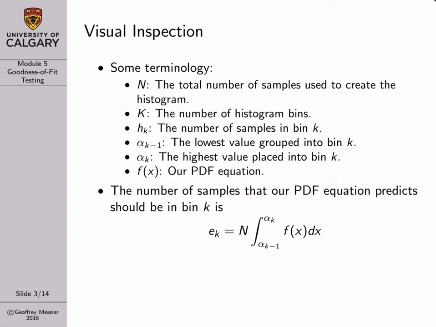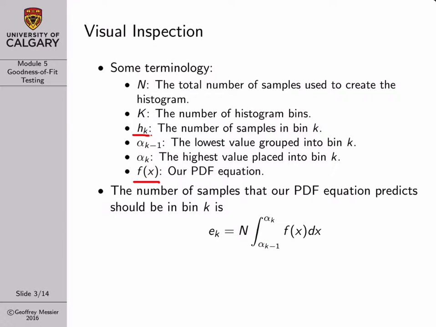HK is the number of samples in bin K of the histogram. This is the experimental histogram. That's what HK represents. Alpha K minus 1 is the lowest value that's grouped into the experimental histogram bin K. Alpha K is the highest value placed into bin K of the experimental histogram. And Fx is our candidate PDF equation.